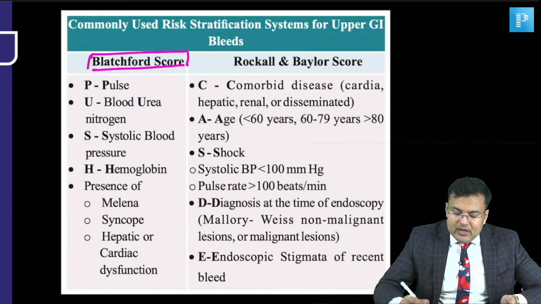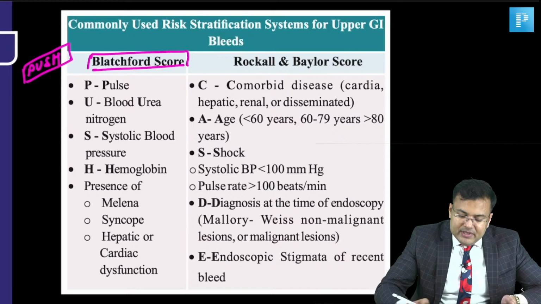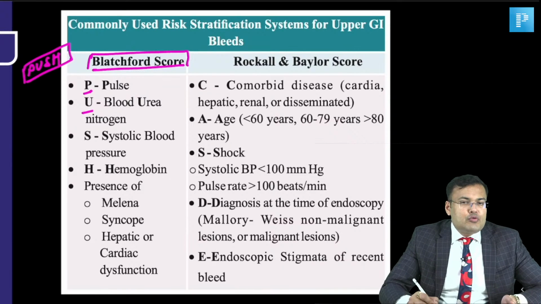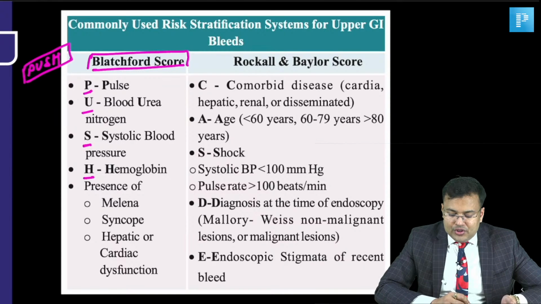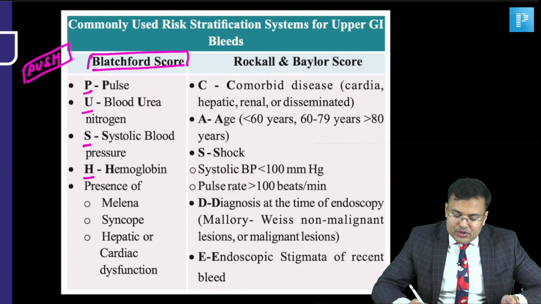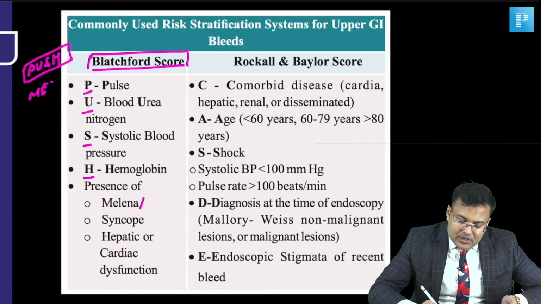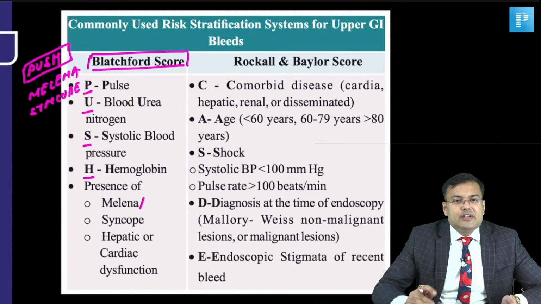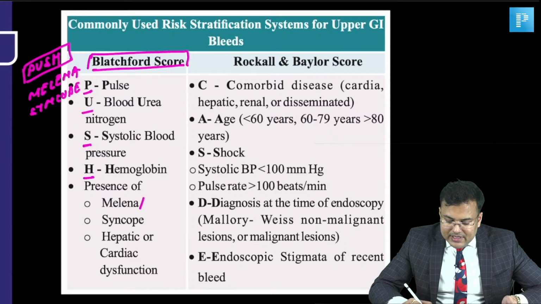How to remember? First, remember the mnemonic PUSH. P means pulse rate. U means urea, blood urea nitrogen. S means systolic blood pressure. H means hemoglobin. Apart from that, push melena, syncope, and hepatic or cardiac dysfunction. So pulse rate, urea, systolic blood pressure, hemoglobin, and the presence of melena, syncope, hepatic or cardiac dysfunction.